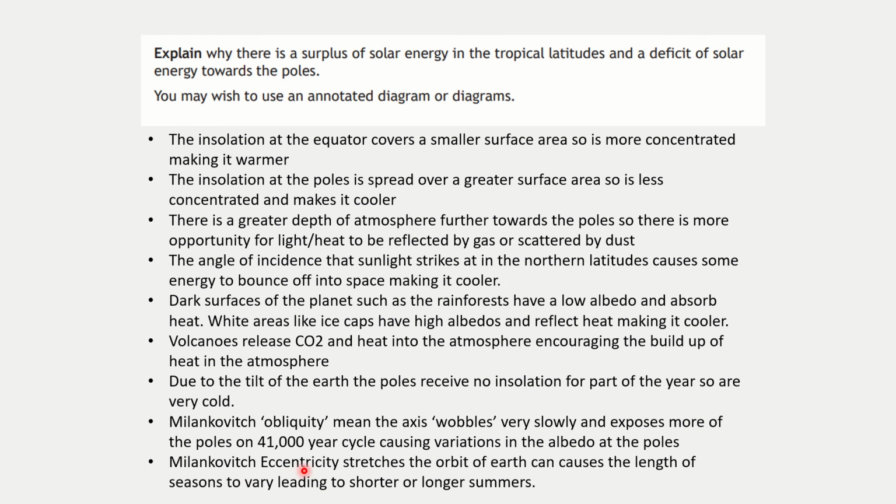He also spoke about eccentricity. We've had obliquity, now we've got eccentricity. And Milankovitch realized that eccentricity is when the Earth's orbit stretches in shape, and this causes the length of the seasons to vary, leading to shorter or longer summers. And of course, if you have a shorter summer, then less heat is being received by the Earth, and that affects the amount of energy that is being received. I think these last 2 points need further clarification.